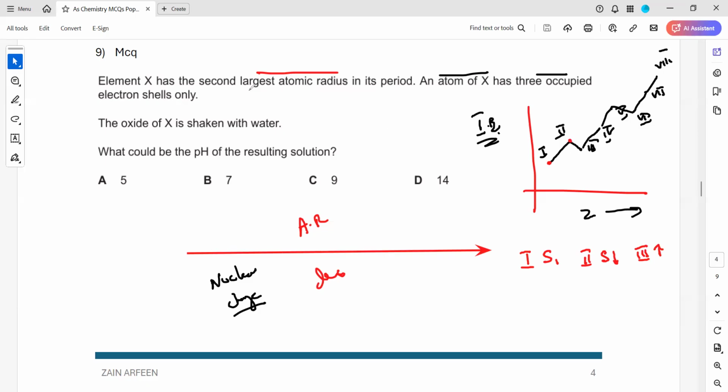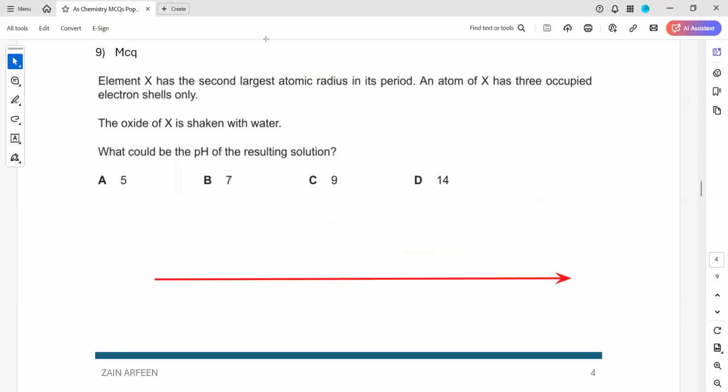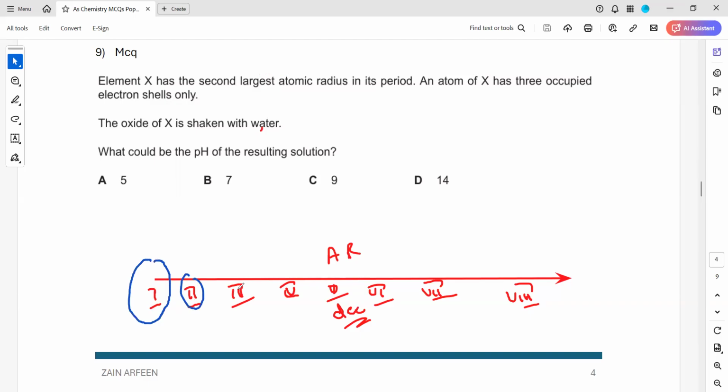So what we can say about the largest atomic radius: this is a specific trend, but if we take the general trend, the atomic radius is decreasing. So group 1 is there, group 2, group 3, group 4, group 5, 6, 7, and group 8. So the highest atomic radius is here, this will be the second highest, this will be the third highest, and then it gets smaller.